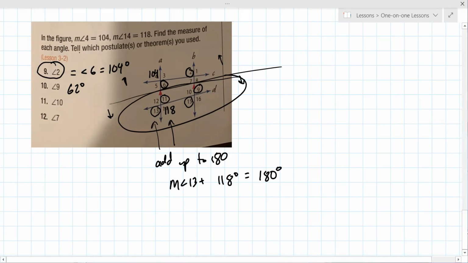It does say to tell which postulates or theorems you used. So that refers to alternate interior angles, alternate exterior angles, vertical angles, supplementary angles, and so on.